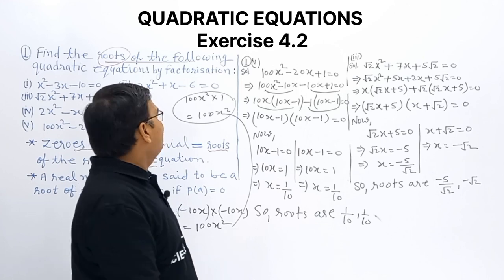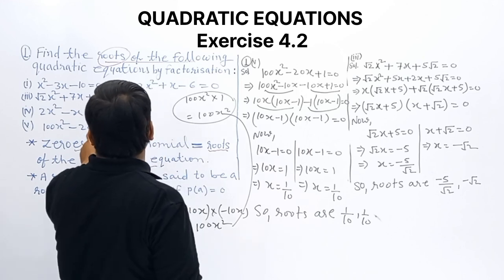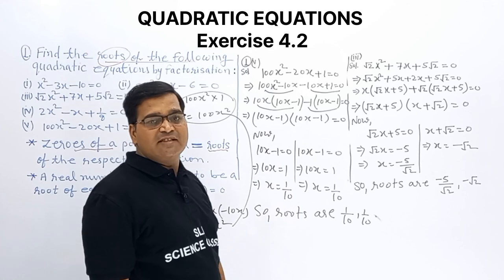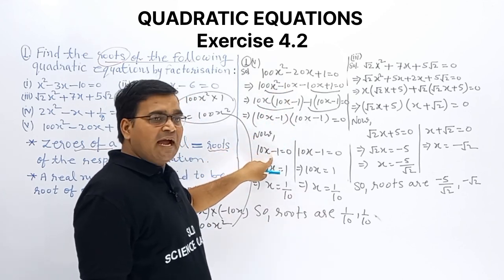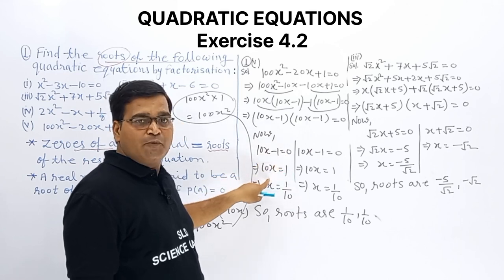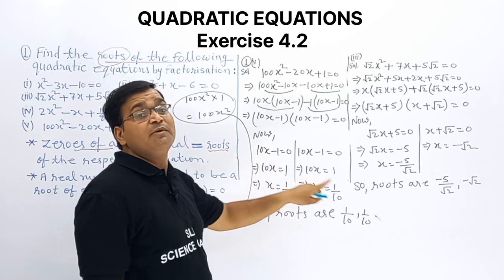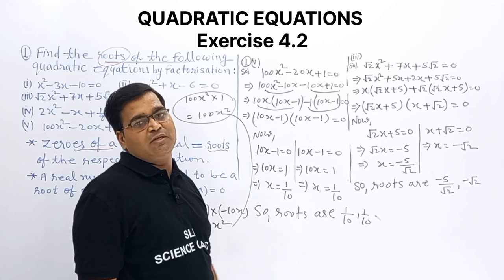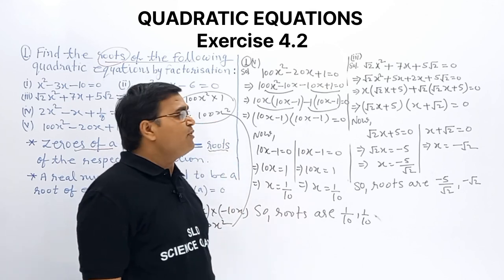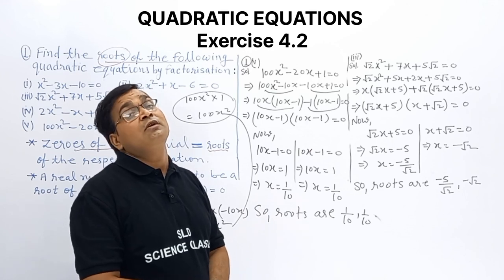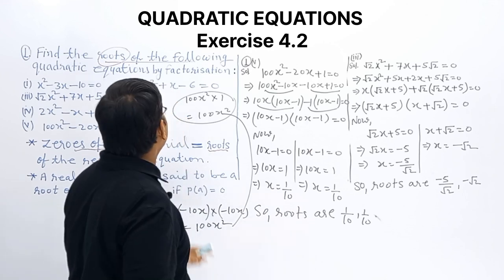Clear? In question number 1, question number 2 and question number 3, all are having the same process. First factorize, then write each factor equal to 0, solve for the variable, and that will be the roots of that equation. Clear? So these are all quadratic equations, so all will be having 2 roots. Now question number 3.